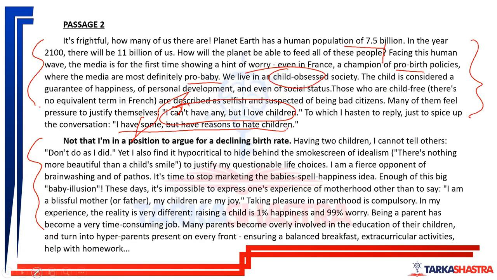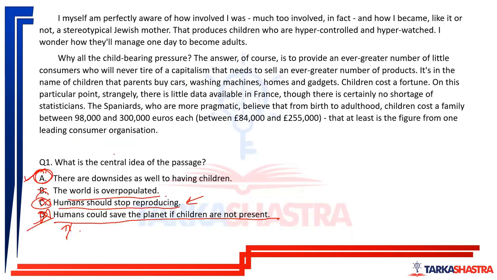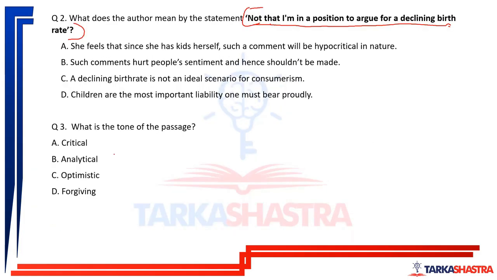Here you can find the highlight. And she extends on the idea of what she means here. Okay, having 2 children, I cannot tell others to not do as I did. So basically, what is she saying? That she herself has kids, so she can't really tell people not to have children. Now let's see if there is any sentiment that resonates with that.